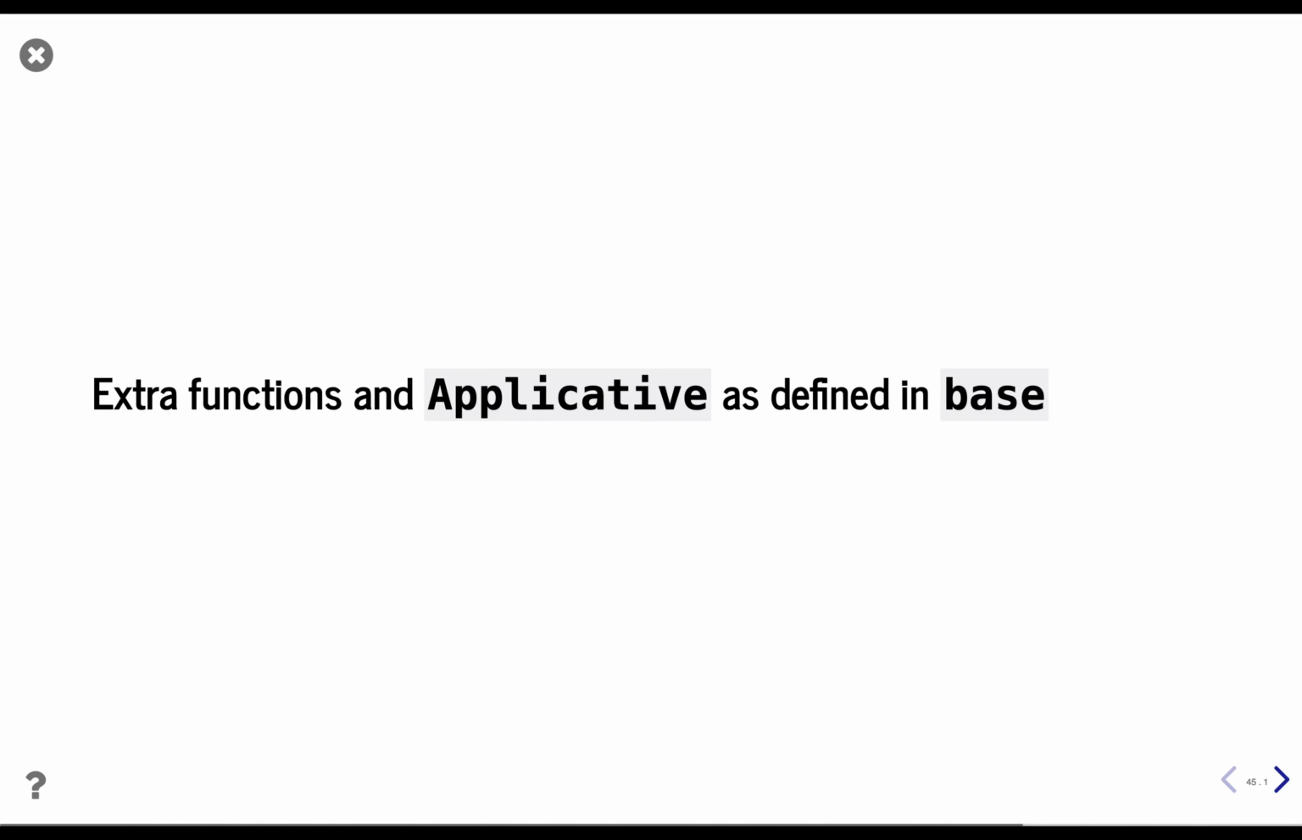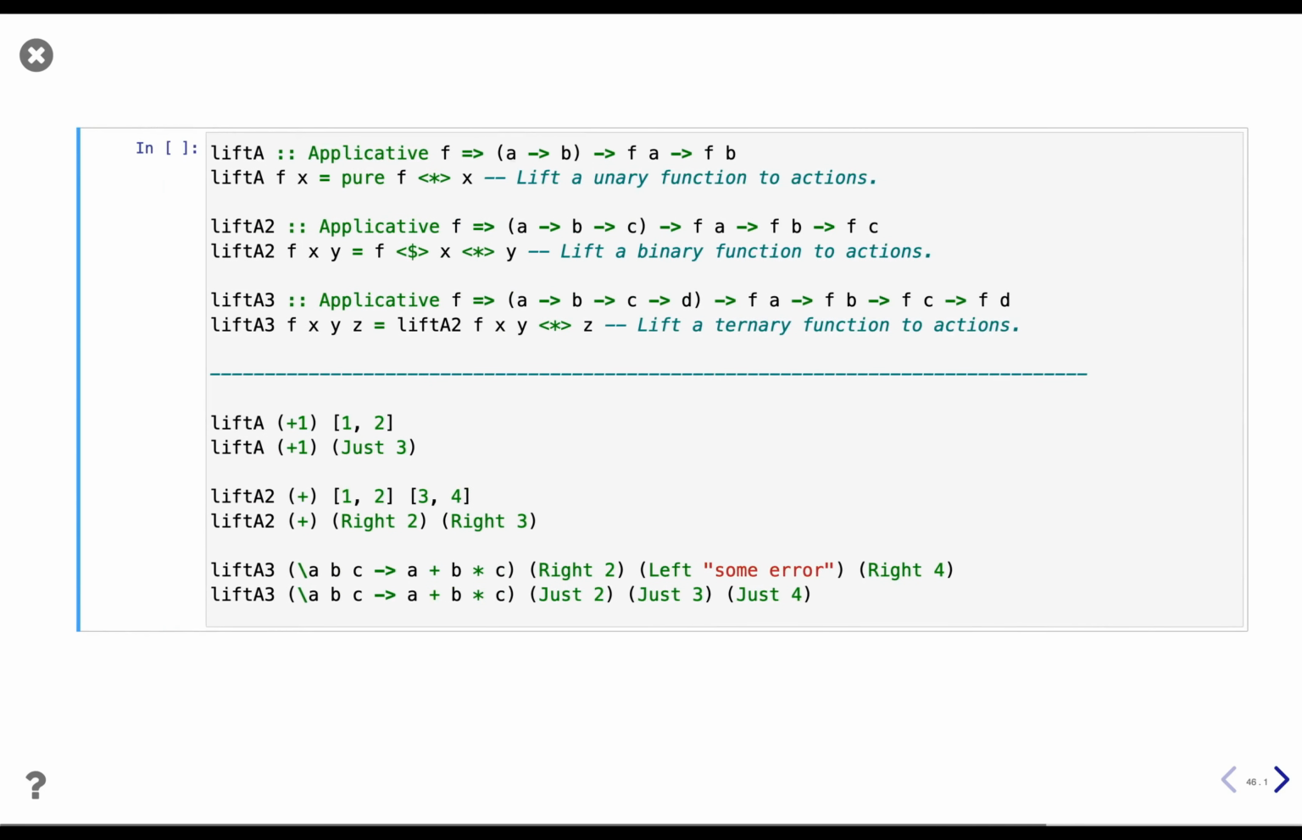So, the first functions we will take a look at are the lift functions. We have the liftA, liftA2, and liftA3 functions. These three functions are the same as we defined earlier as fmap, fmap2, and fmap3. They take functions that take 1, 2, and 3 arguments, unary, binary, and ternary functions, and lift them to work at the applicative functor level.